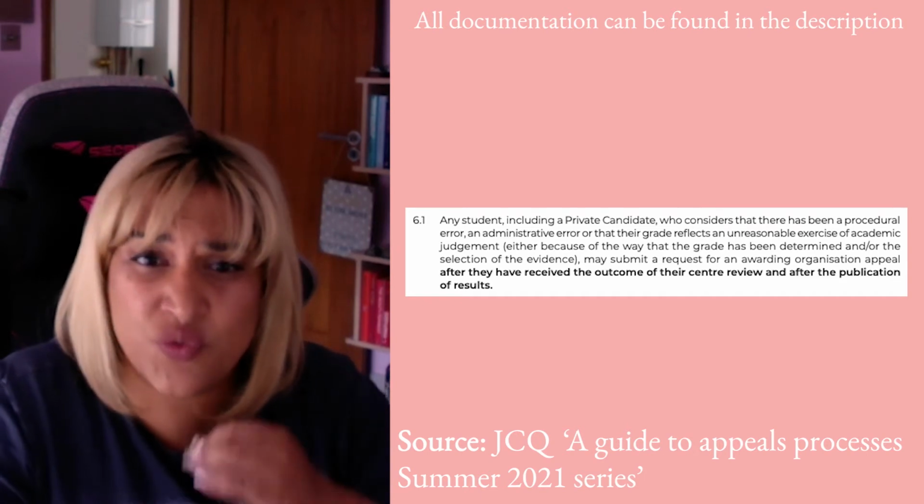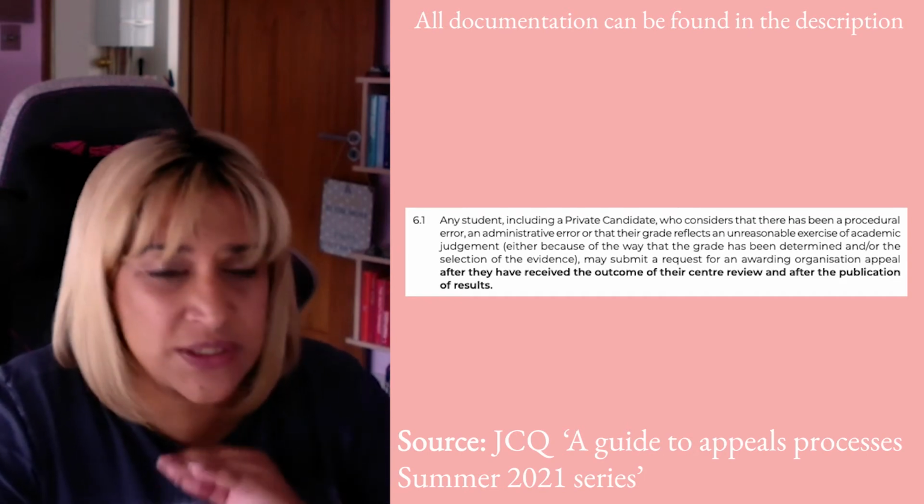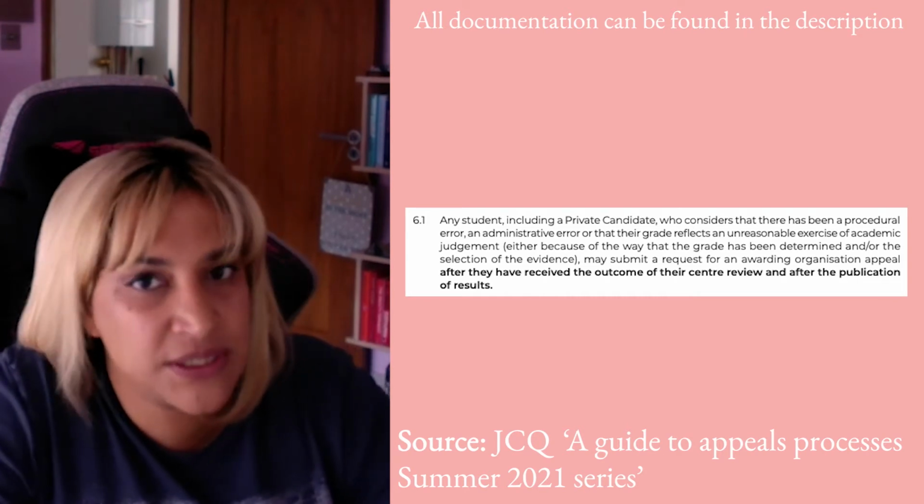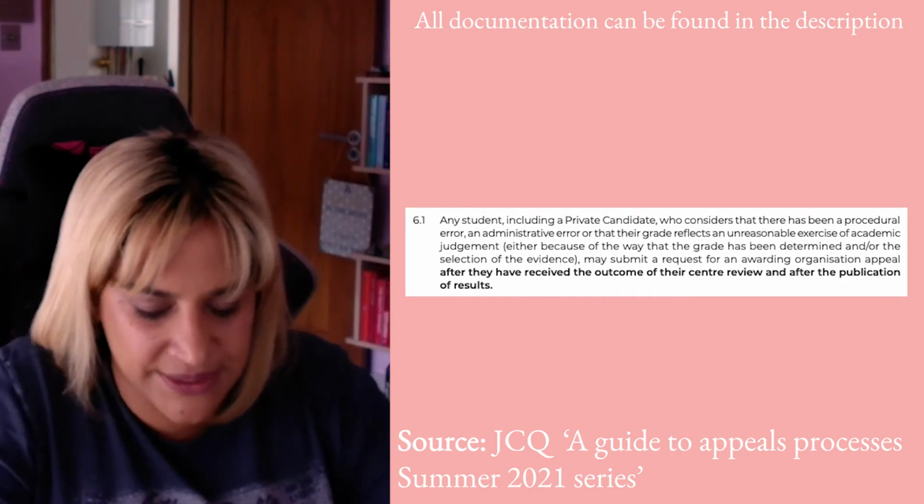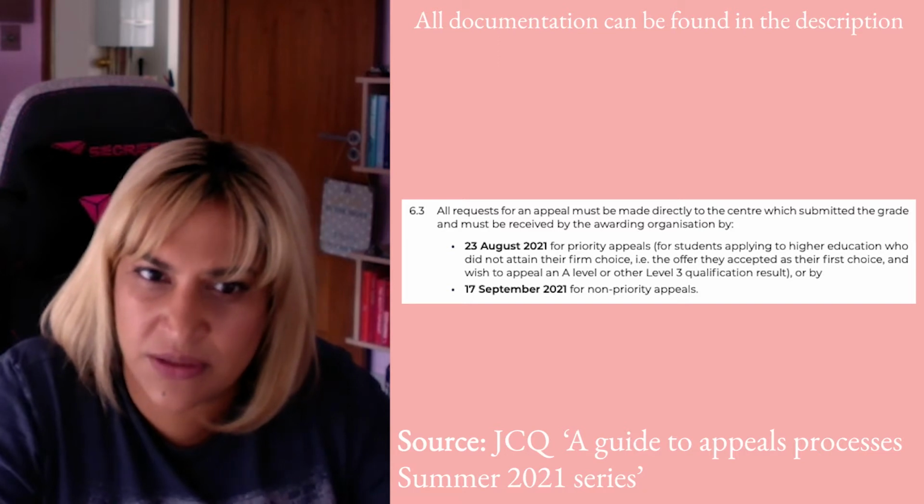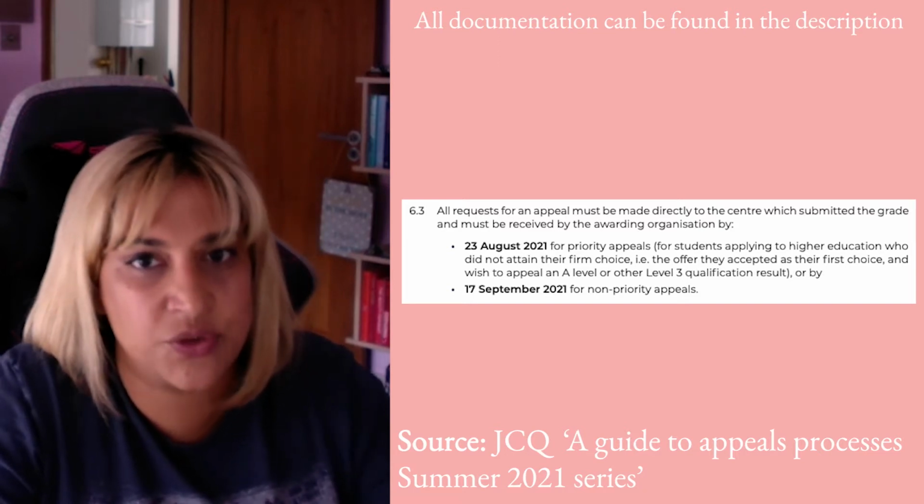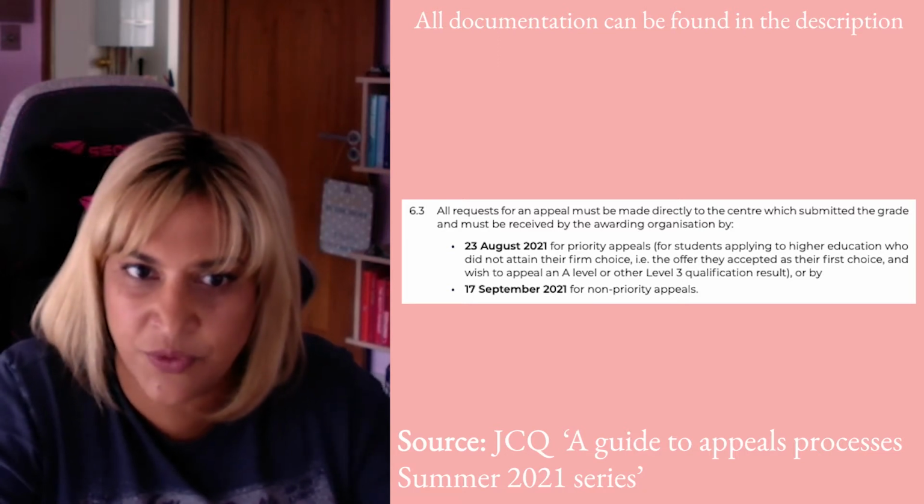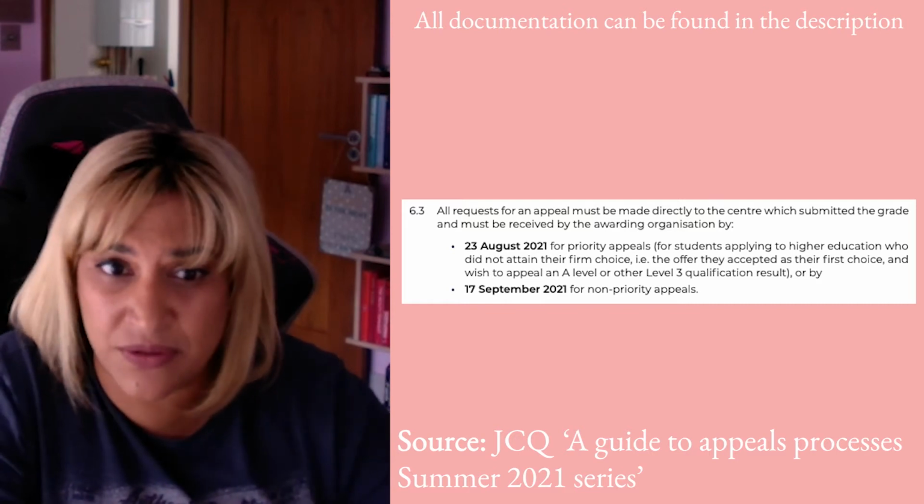Now, it's a student's right to do this, so even if your school doesn't think you have a right to appeal, you can still insist on doing it. The deadlines for those are the 23rd of August and the 17th of September. 23rd being priority, the same as before, 17th everybody else.